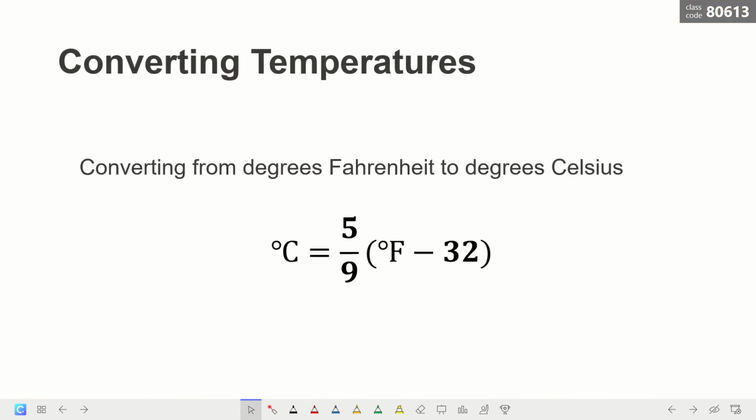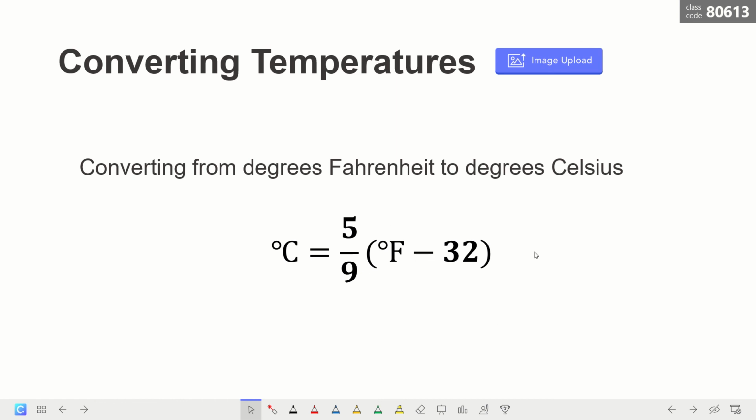So inverse function is very evident in conversion process. So converting one unit to another unit. For example, converting temperature. So here, okay, so here class, we convert degrees Fahrenheit to degrees Celsius. To convert degrees Fahrenheit to degrees Celsius, we use this equation.